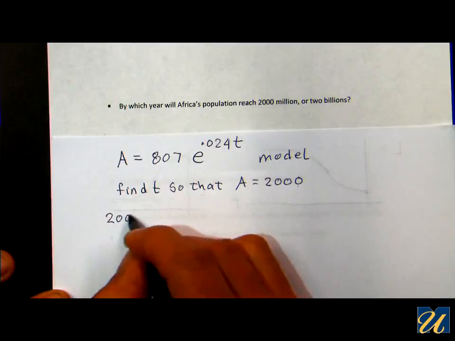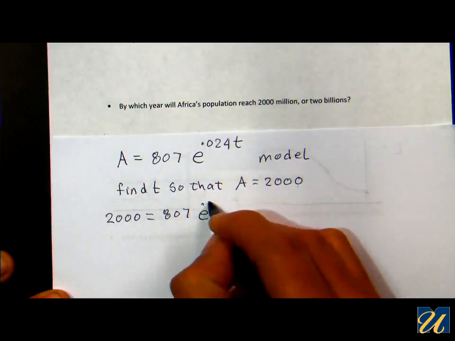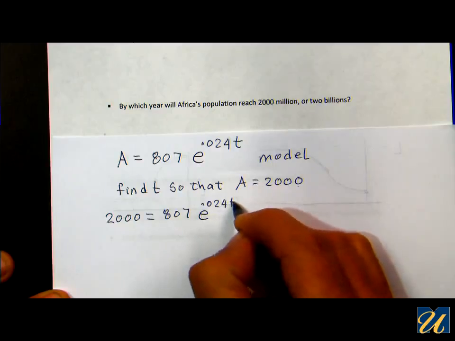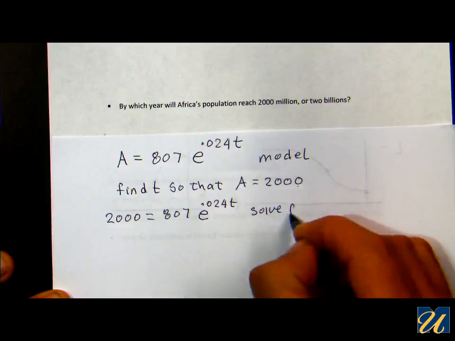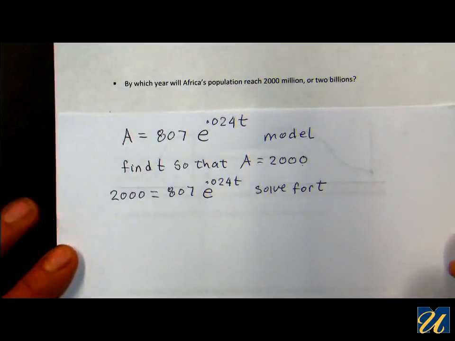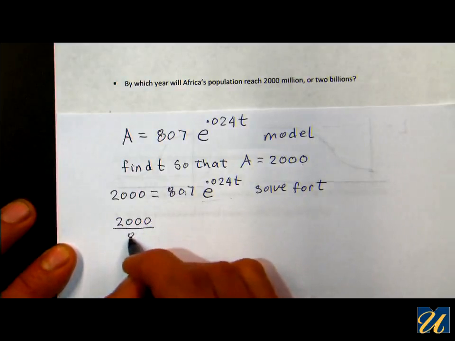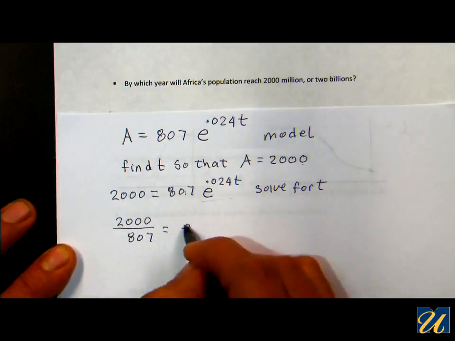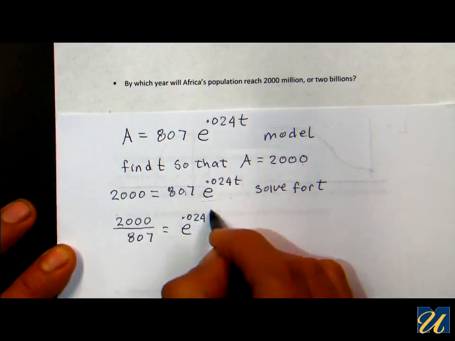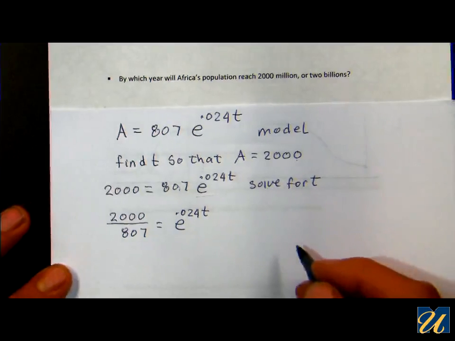So to do that, we will let A be 2,000. So 2,000 equals 807 e to the 0.024t, and we've got to solve for t. Now we do this in the same way that we did before in the PowerPoint slide. First, you have to isolate the exponential here, so we'll divide both sides by 807. So 2,000 divided by 807 is equal to e to the 0.024t. Then, to get the t down here on the ground where we can access it and solve for it, we'll take the logarithm of both sides.